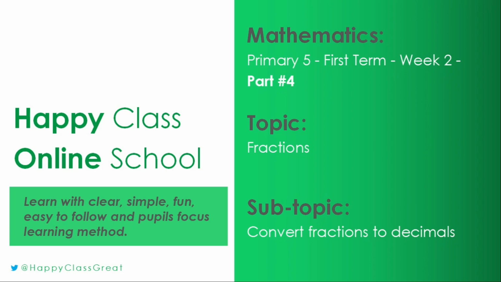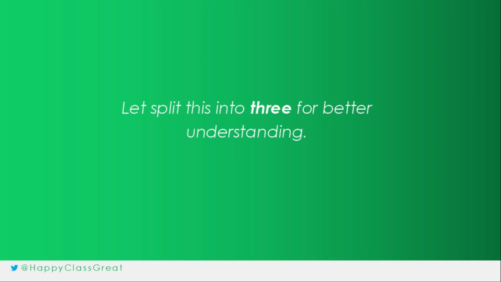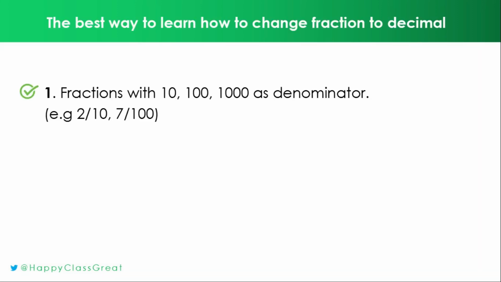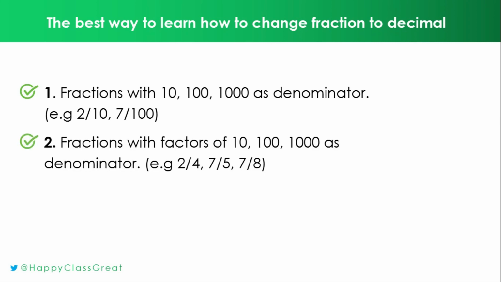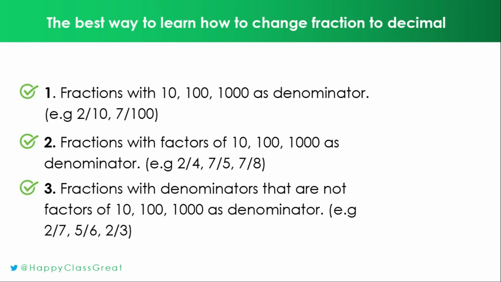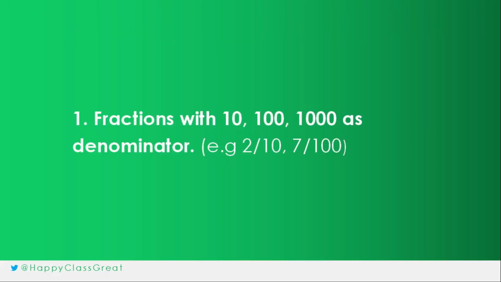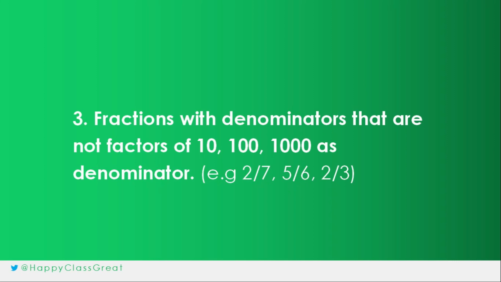I think this is the fourth video in the section where we are talking about converting fractions to decimal. Remember that I explained we have to split this into 3 so that we'll be able to understand this better. The first thing is that we deal with fractions with 10, 100 as the denominator, and the fractions that have factors of 10, 100 and 1000 as the denominator. Today we are going to talk about the fractions whose denominators are not factors of 10, 100 or even 1000.